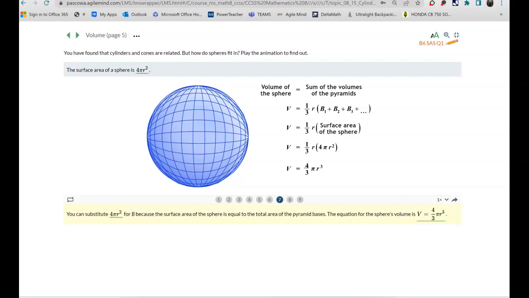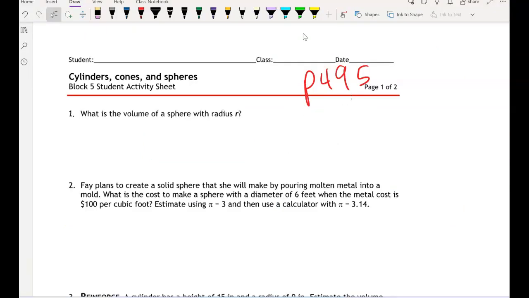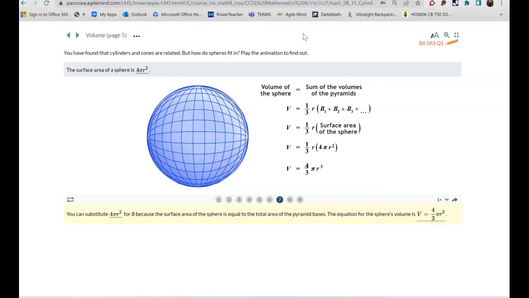And that's really important, so you want to make sure and write that down. 4/3 times pi times the radius cubed. That's the formula for the volume of a sphere. So, if you look at page 495, you'll see question number 1. What is the volume of a sphere with radius r? The volume of a sphere is 4/3 times pi times r cubed. So you'll want to write that down.